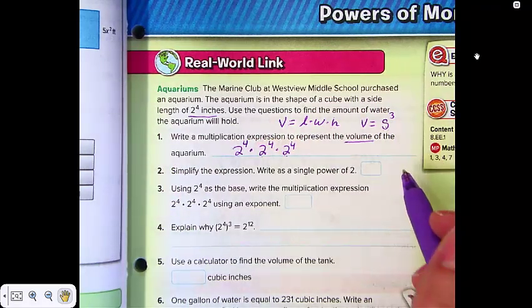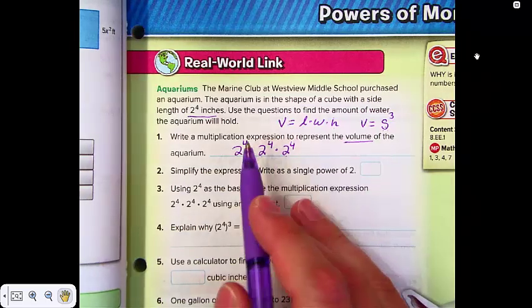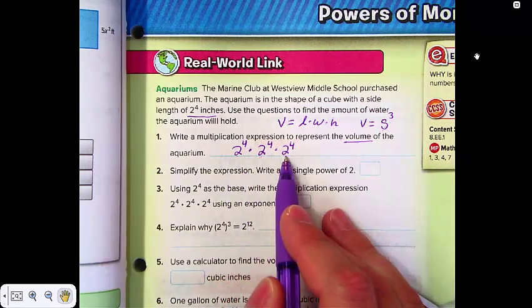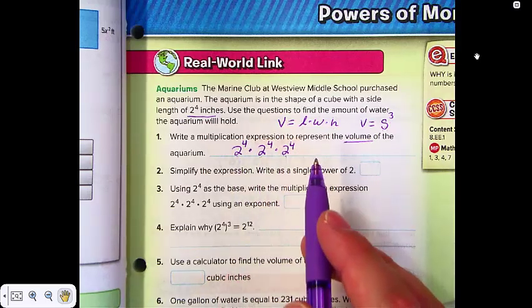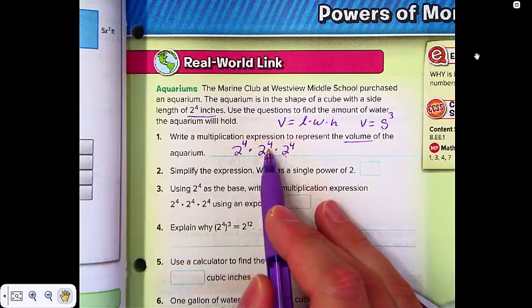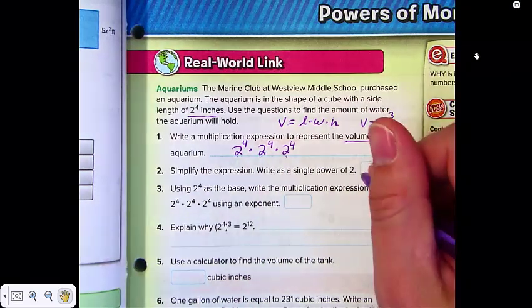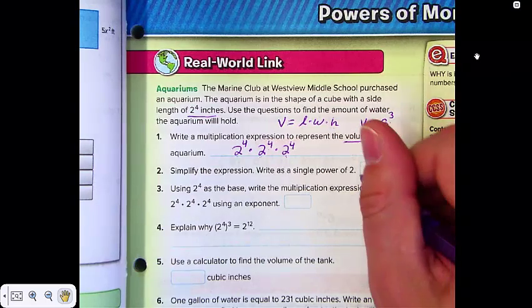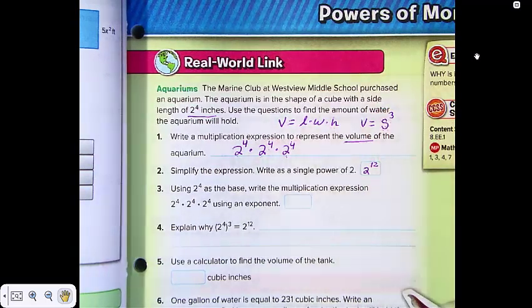Okay? It says simplify the expression, writing it as a single power of 2. So here we have bases of 2, and the exponents are all 4. So basically we can just put those together. 4 plus 4 is 8, plus 4 more is 12. So we know we have 2 to the power of 12 as a simplified expression. Okay?